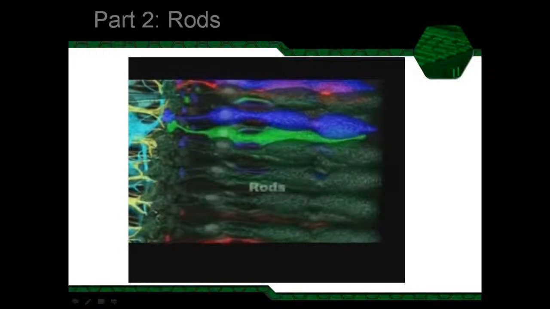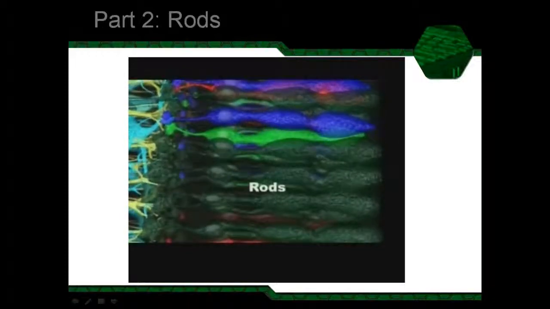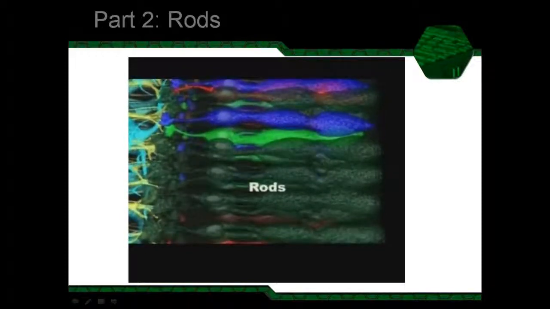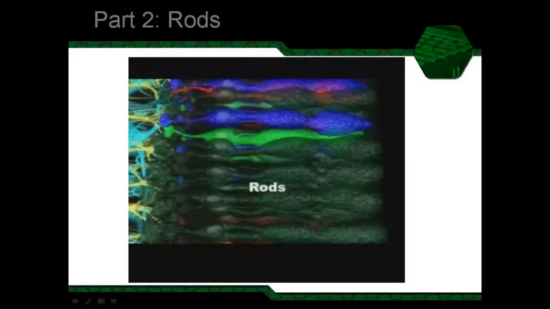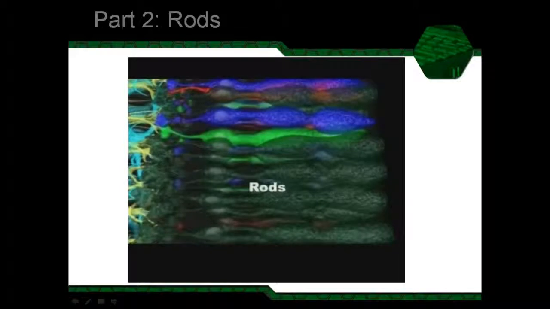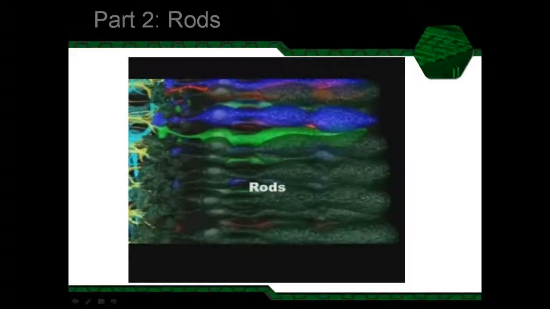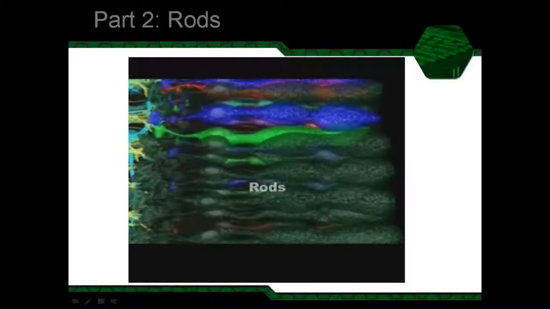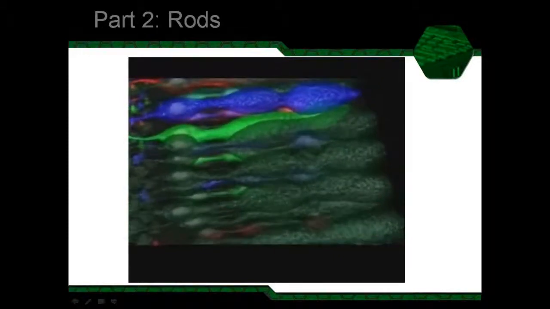Okay, if we move on now to look at rods, in the peripheral regions of the retina, the rods greatly outnumber the cones. So there are about 120 million rods, whereas there are only about 6 million cones per eye. Now rods are better contrast sensors, and so they have a major role in peripheral vision. They're adapted to dim light, and they can't really work in brighter light.